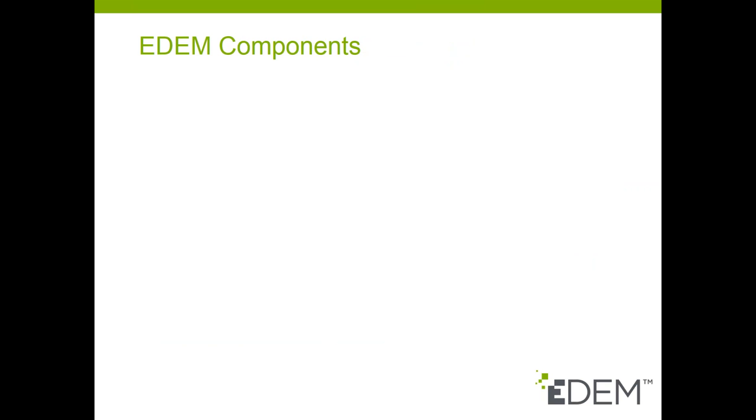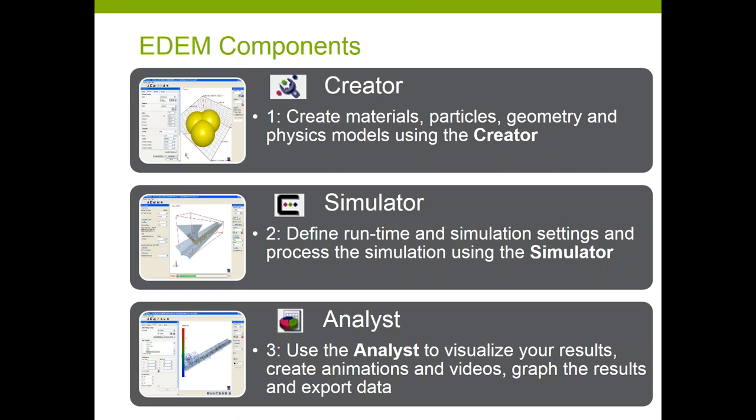EDEM software is split into three main components: the creator, the simulator, and the analyst. The creator is where the parameters of the simulation are set up. This is done by defining the material and the equipment. The simulator is where we run our simulations. This includes setting up parameters such as the time step, the runtime, and we can also define what type of data needs to be saved. And the analyst is where the results of the simulation are reviewed and investigated.